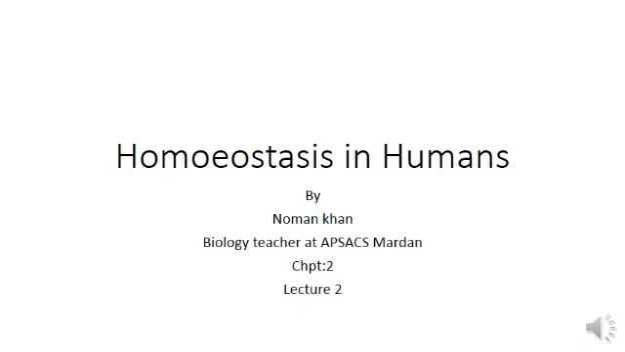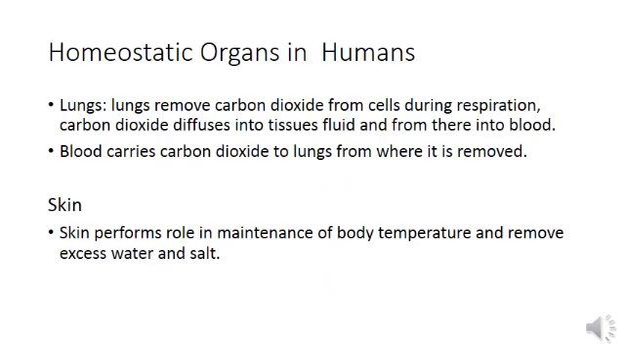Today we are going to discuss a new topic, and that is homeostasis in humans. Like plants, humans are also capable of homeostasis, meaning maintaining the internal and external balance of the body, and that is due to specific organs. The organs involved in maintaining and balancing the body are known as homeostatic organs. There are three major homeostatic organs in the human body, and these are the lungs, skin, and the kidney. So how does it help?